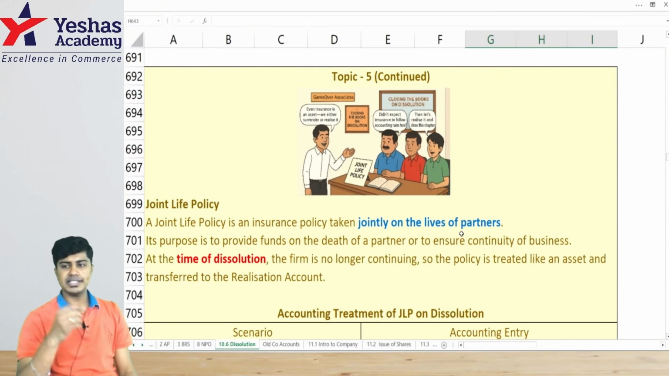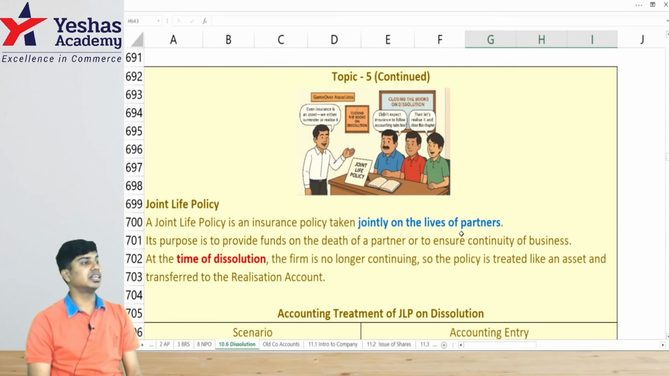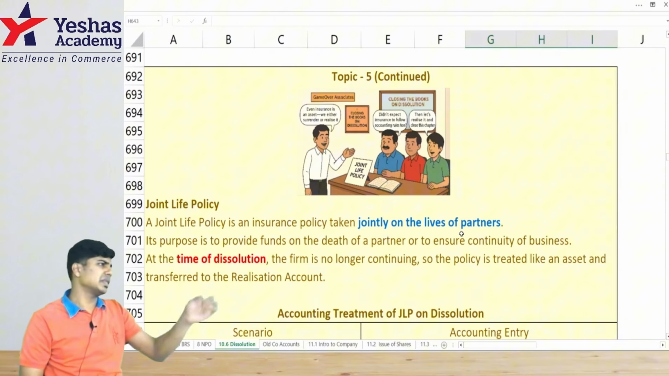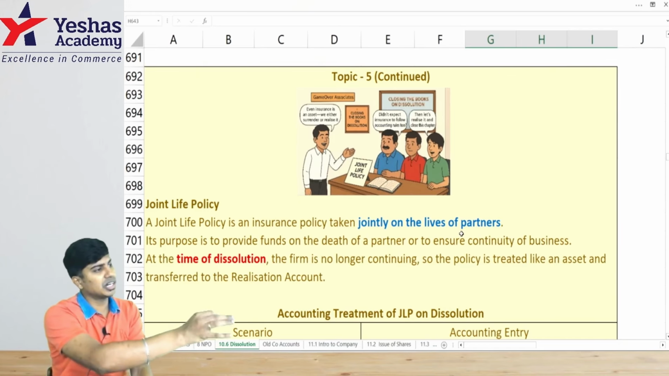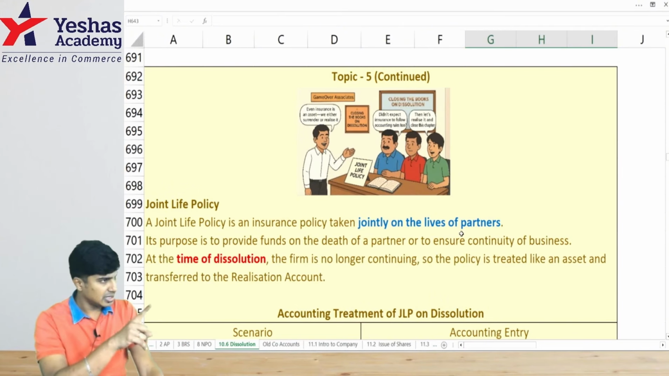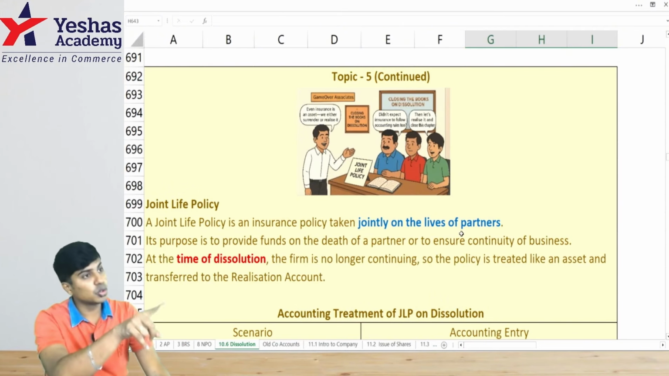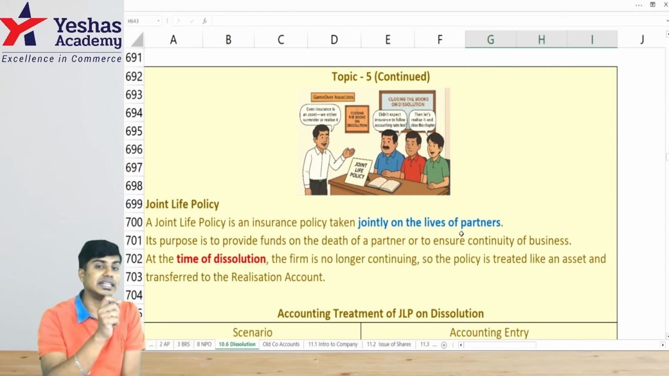What is joint life policy? It is the policy taken by the firm on the lives of the partners, so that if a partner dies, the policy matures, the insurance company will give us money and that money will be used by the partnership firm to pay the partners. This is the same thing we read in admission, retirement and death. What you have to remember is the policy will not mature if the firm dissolves. Policy will mature only if the partner dies.